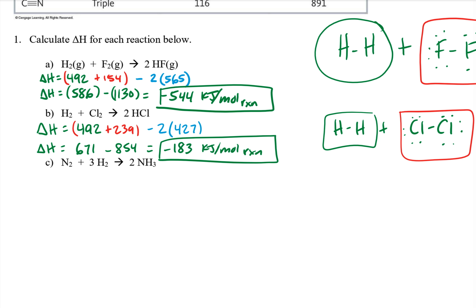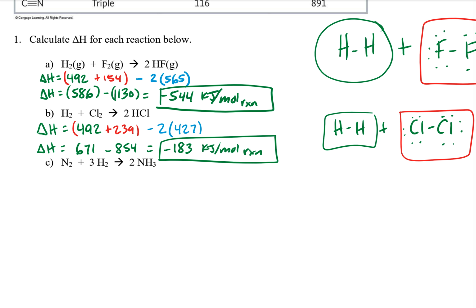Okay, so in letter B, I have one hydrogen-hydrogen bond being broken, one chlorine-chlorine bond being broken, so I add their two bond energy values together, and I get 671, and then I'm going to subtract out the bond energies of the hydrogen-chlorine bond, which is 427, multiply that by 2, because it's a coefficient of 2, and in the very end, I get a delta H of negative 183 kilojoules per mole of reaction.